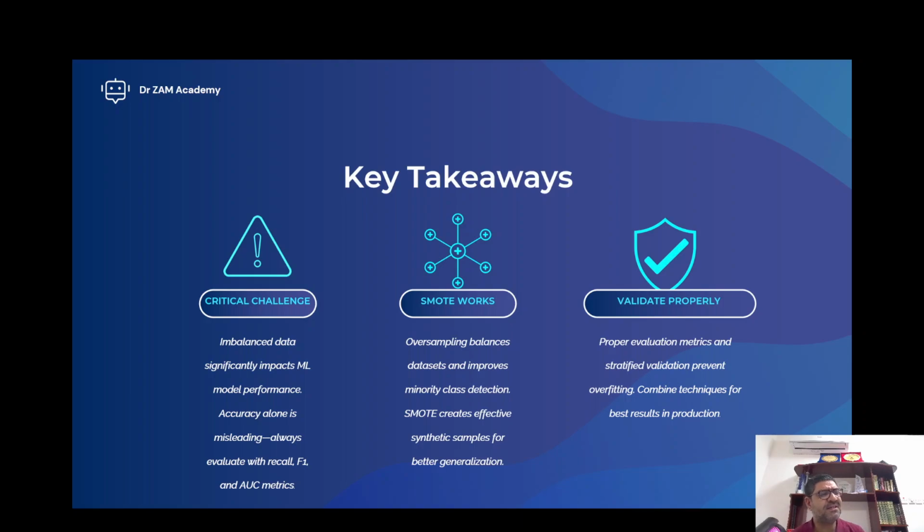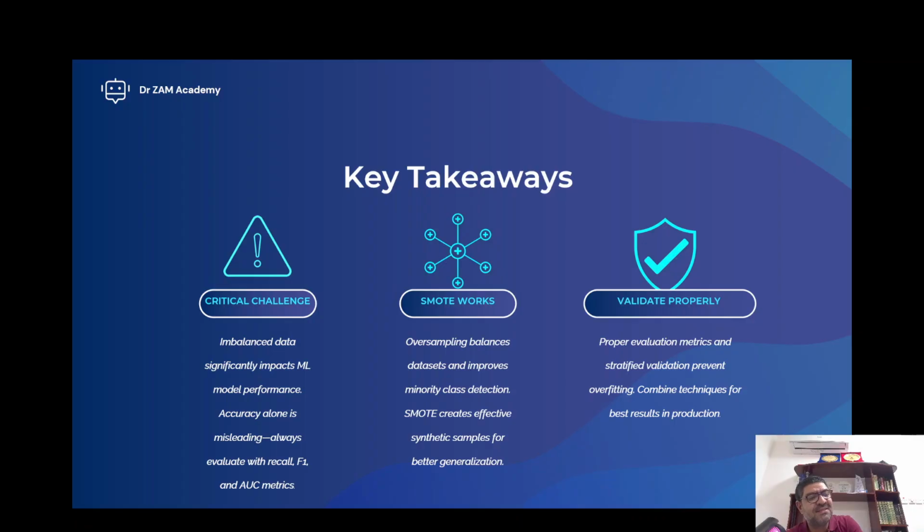What are the key takeaways? Critical challenge: SMOTE works, validate properly. Imbalanced data significantly impacts machine learning models, as we have seen. It can render a machine learning model useless, that we learned yesterday in the previous episode. You should always be taking other things into consideration, not just the accuracy alone, because accuracy alone can be misleading. We have seen that as well in the previous episode. You have to take other factors into consideration as well: AUC, recall, F1 score.